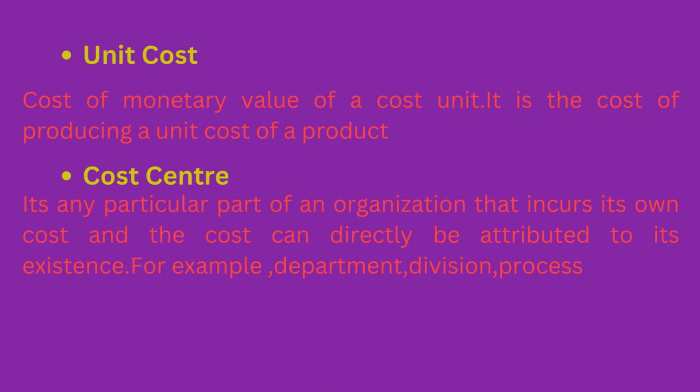Another term is unit cost. Unit cost is the cost of producing a unit of a product, or rather, we may say it's the monetary value of a cost unit. Remember, in our last term, cost unit, we said cost unit is the unit of quantity that is used to measure the output of a product. That was not in any monetary value. Now, unit cost is the monetary value of that cost unit.